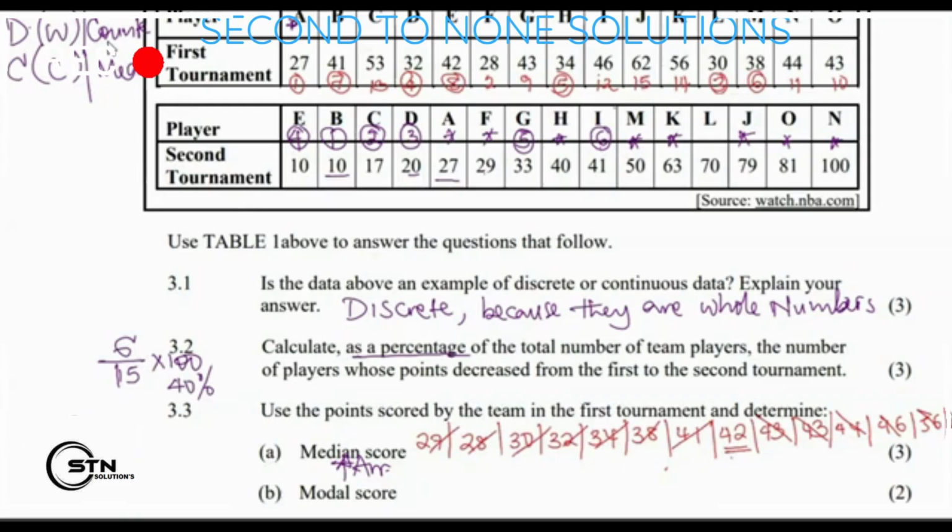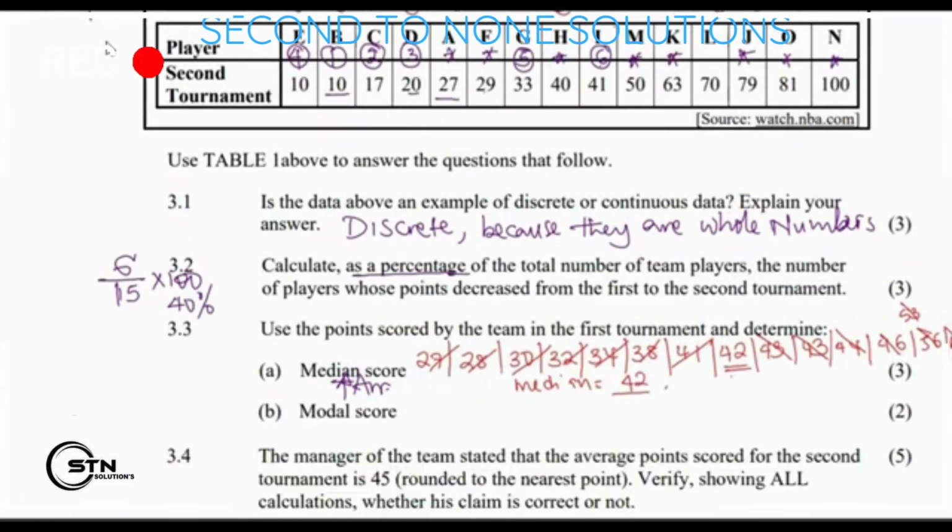We have a 46, we have a 53 in between here. So the median there is, you say, median equals to 42.